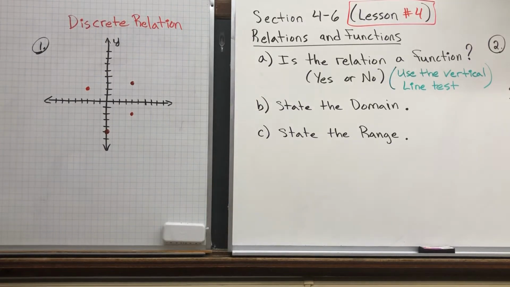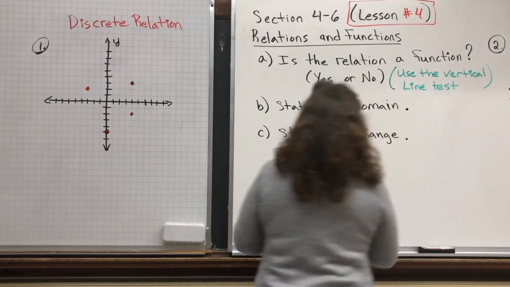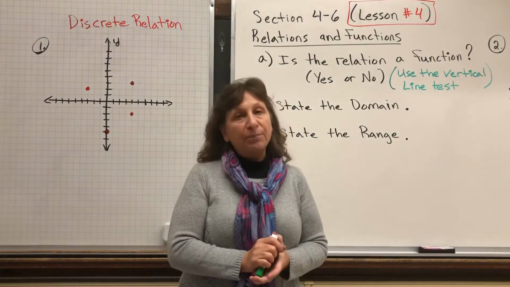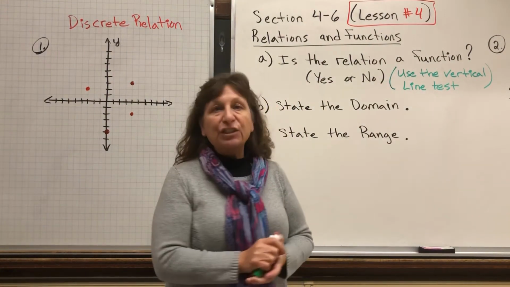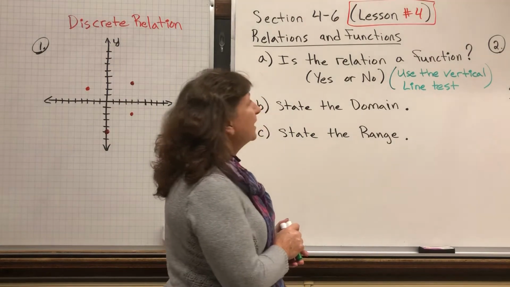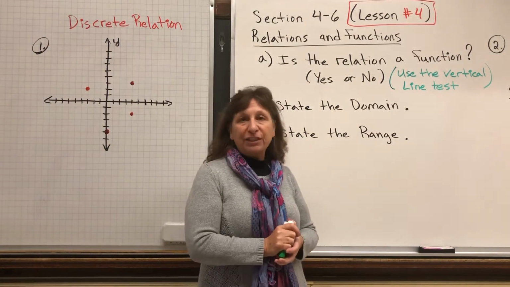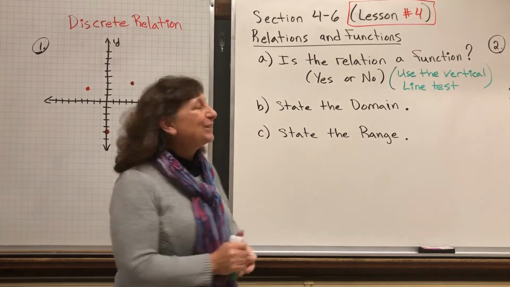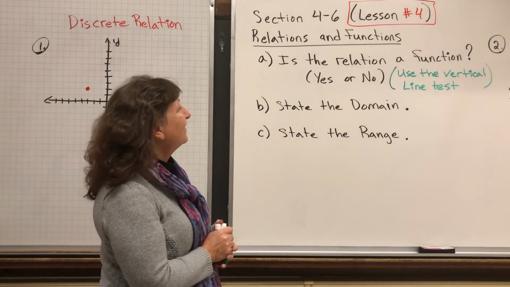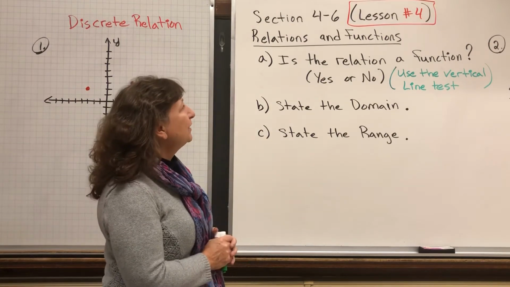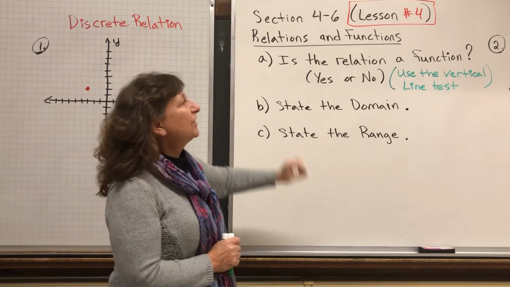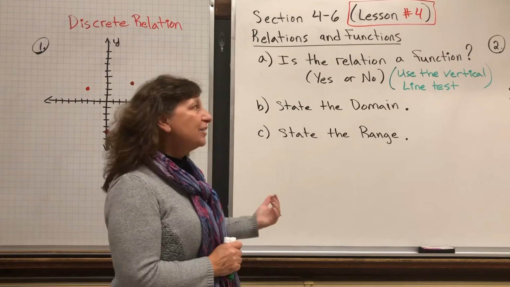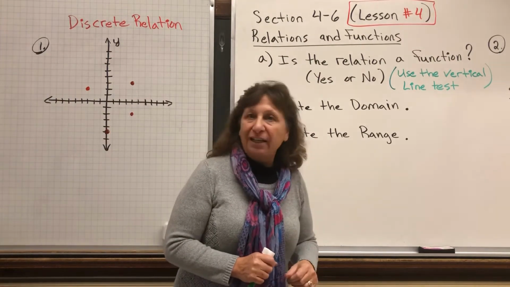Hey crew, we're going to take a look in this section. It's lesson 4 of chapter 4, again from section 4.6, and we're really looking at how do we determine if a relation is a function or not. So in your notes, have your notebook, something to write with, something to write on, and take down that we're going to be looking at is the relation a function and how to determine that using what's called the vertical line test.